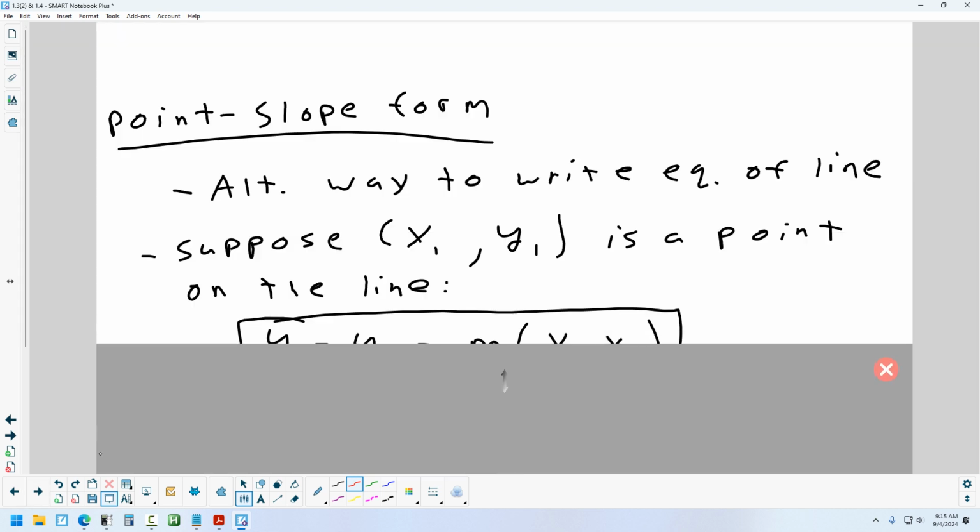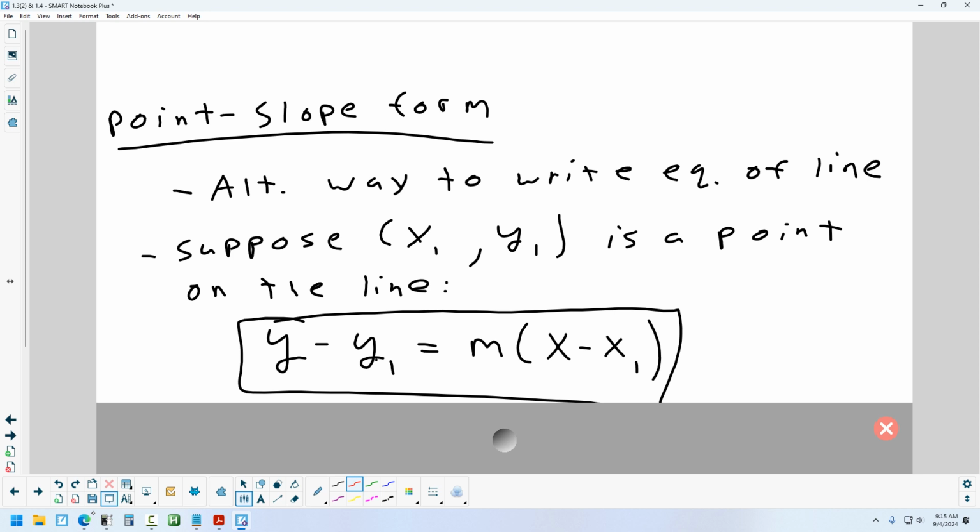So y equals mx plus b is not the only way that you can write the equation of a line. Another format is point slope. If the information they give you in the problem is a point and a slope, it's a lot easier to use this formula because it's already set up to accept that information. Y equals mx plus b is not set up to accept a point and a slope. It's set up if you know the y-intercept and the slope. If you don't have the y-intercept, this can be helpful.